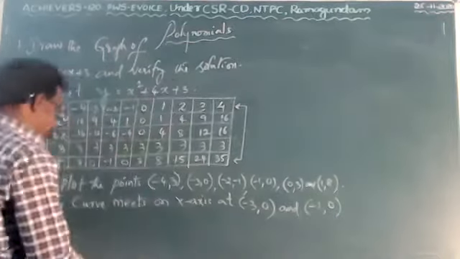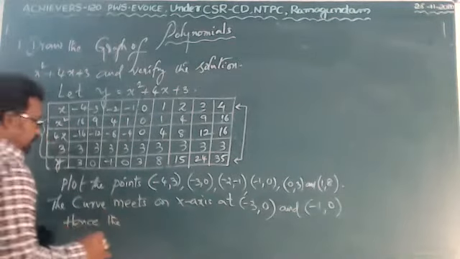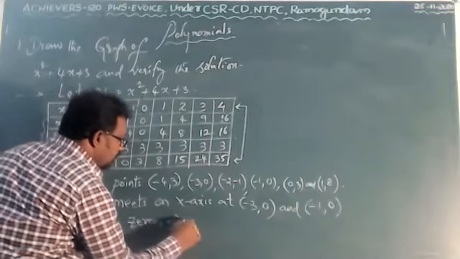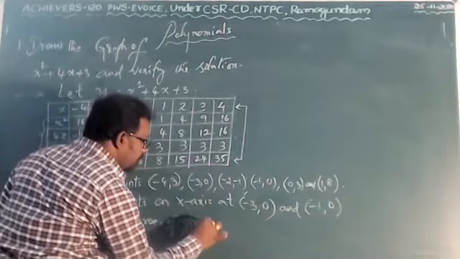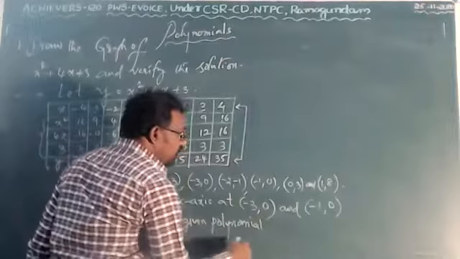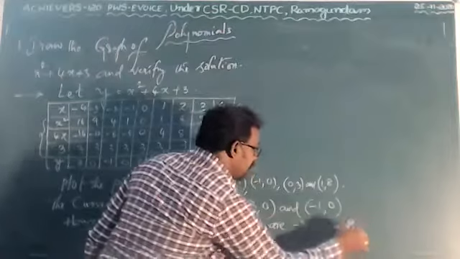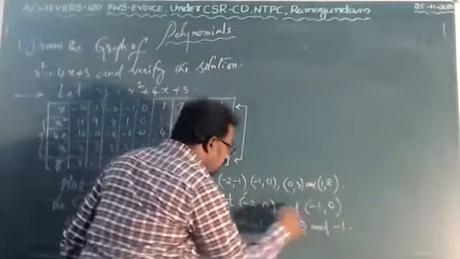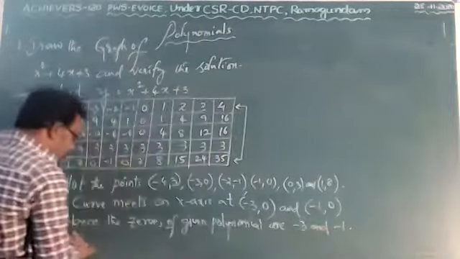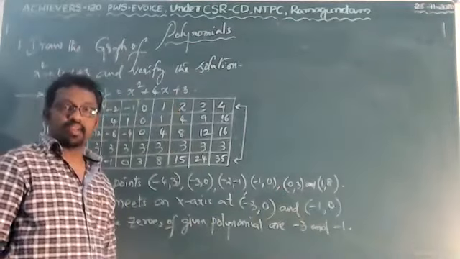Now, hence the zeros of the given polynomial are -3 and -1. Zeros means these are zeros. These are points actually. Zeros are nothing but the x values -3 and -1. Hence the zeros of the given polynomial are -3 and -1.